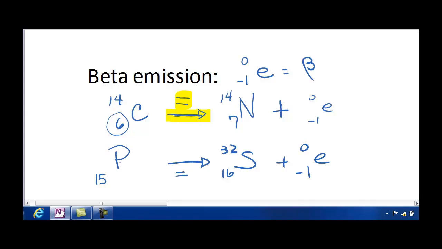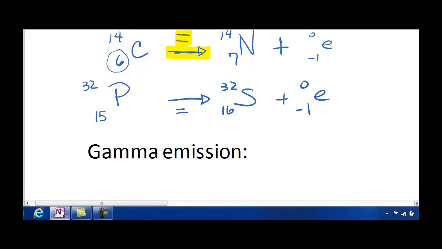The isotope. What specific isotope of phosphorus am I talking about? So P32 is hot. P32 is radioactive. P32 emits beta, and in emitting beta, it turns into sulfur 32. That's beta emission. Yes? Are you all with me? Any other questions?